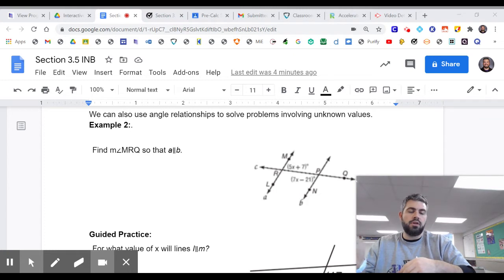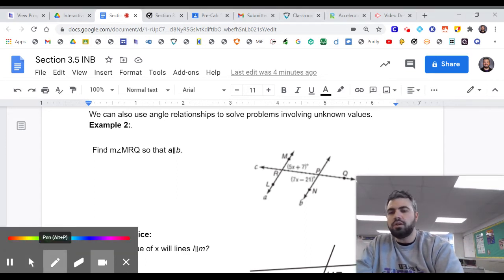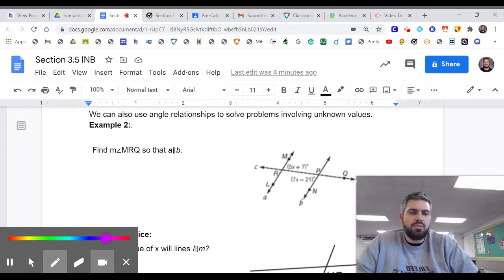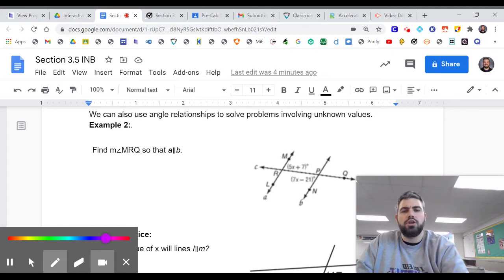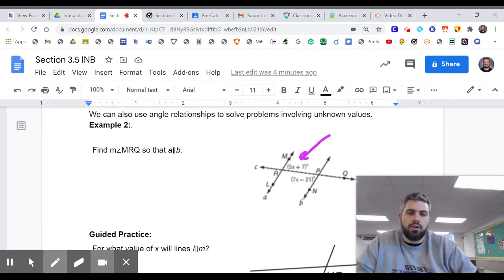So we're working backwards. We're trying to find the value of x, or some unknown. I guess in our example 2, it's x. To find some unknown that makes our angles congruent, thus our lines parallel, okay? All right, so let's look at this one right here. Example 2 says find the measure of angle MRQ, so it'd be this guy right here, so that we know that lines A and B are parallel, okay?